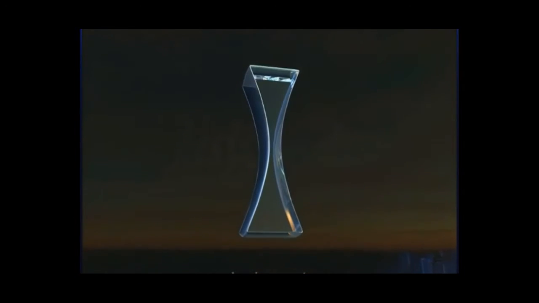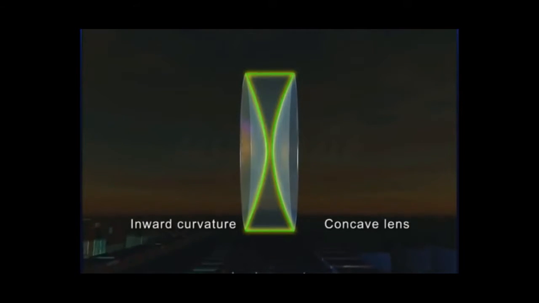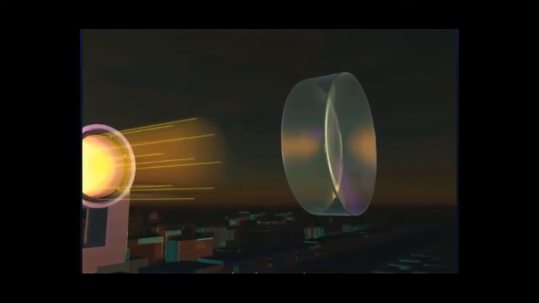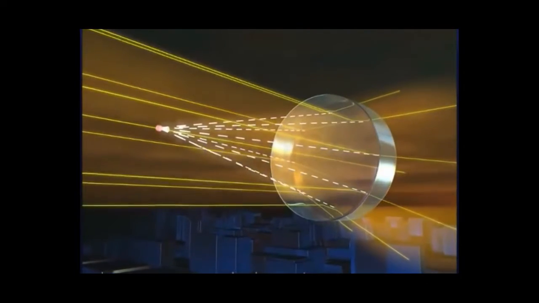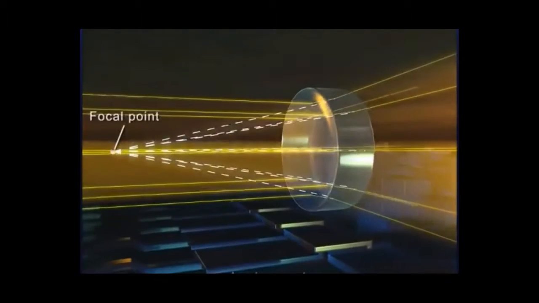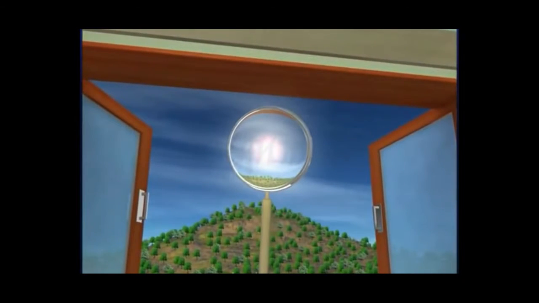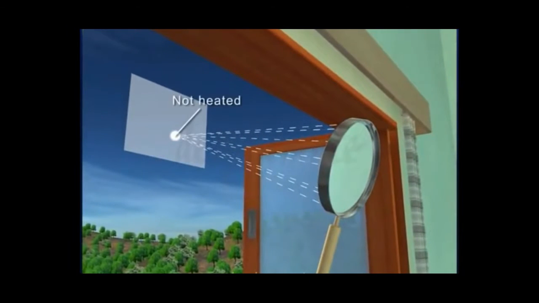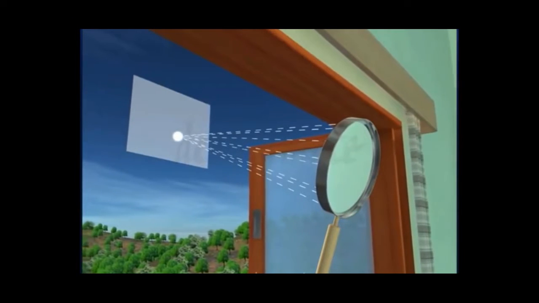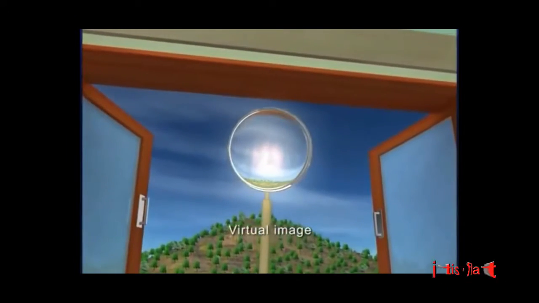A single piece of glass formed in this fashion, having inward curvature, is called a concave lens. Parallel rays of light incident on the concave lens undergo divergence as they emerge on the other side. If the divergent rays are extended backwards, then they appear to meet at one point on the same side as the object. This point is called the focal point of the concave lens. The sun viewed through a concave lens would appear as a point. If you place a paper at this point, it would not be heated. The image formed in this case is a virtual image.